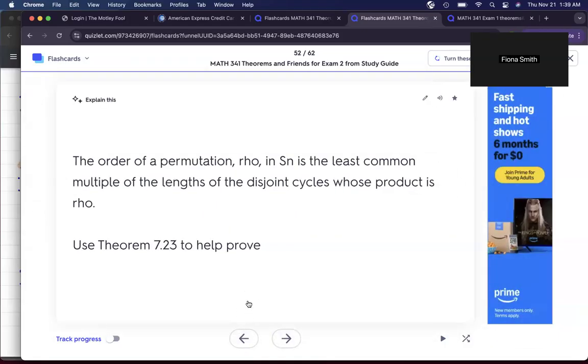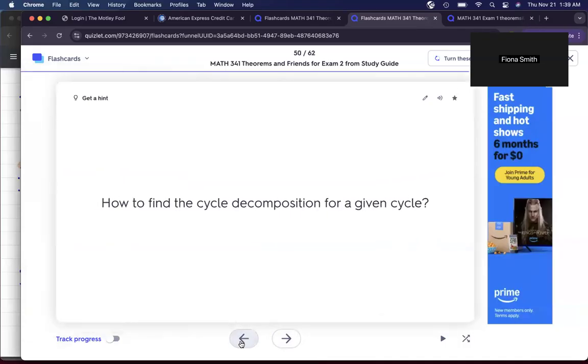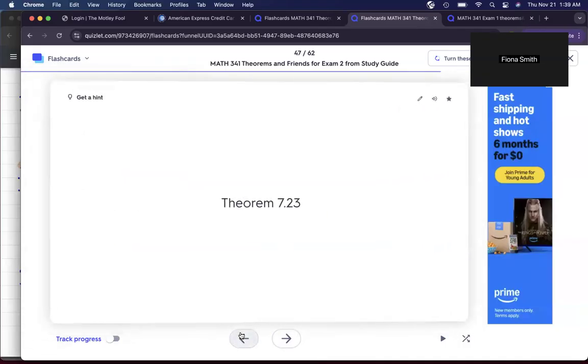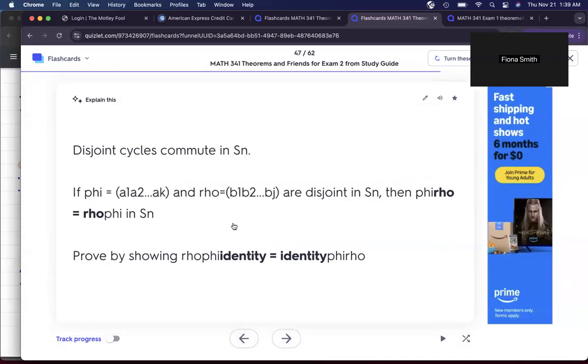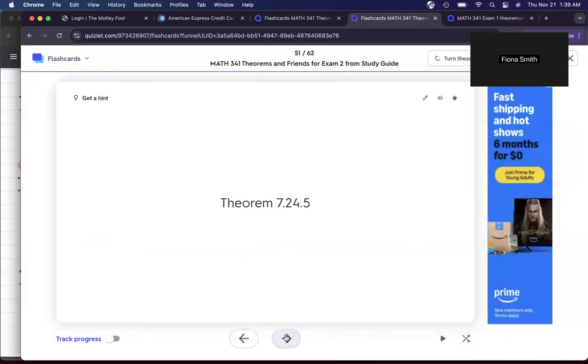And you can use Theorem 7.23 to help prove that, which was that disjoint cycles commute in Sn. How to find the order of a permutation quickly: that's Theorem 7.25 in cycle notation, or just knowing that the order of a k-cycle in Sn is k. So either way.